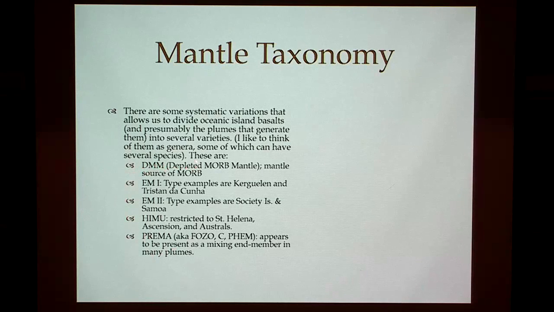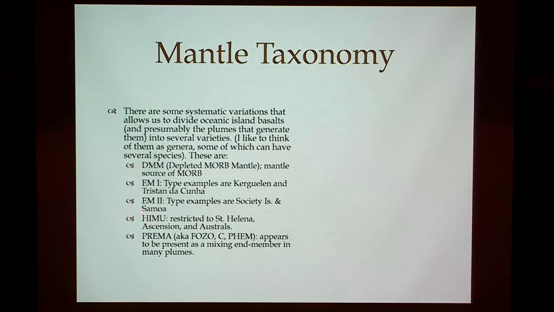DMM, the depleted MORB mantle. That's the mantle source that gives rise to mid-ocean ridge basalt. EM1 type examples are Kerguelen, which is in the southern Indian Ocean, and Tristan da Cunha in the South Atlantic. EM2 type examples are Society and Samoa.